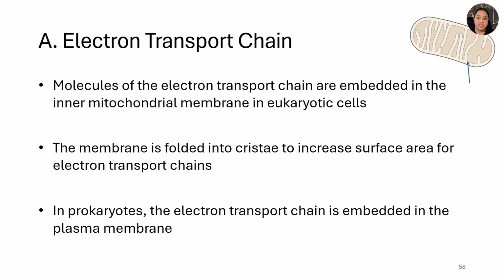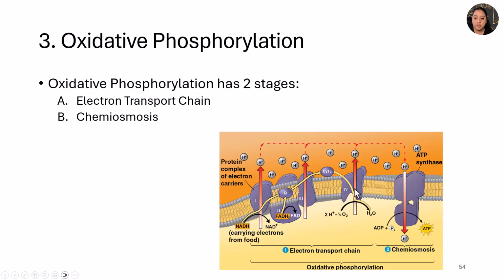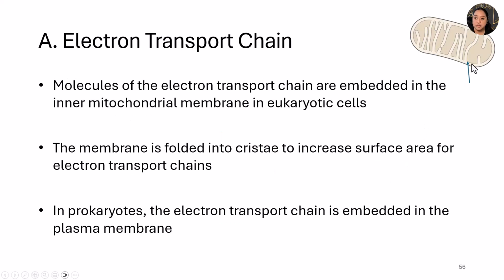All this happens in the mitochondria, and it actually happens in the inner membrane of the mitochondria. Mitochondria have two membranes, the outer membrane and then the inner membrane. And that's where this happens. This whole electron transport chain is embedded in that inner membrane. In eukaryotic cells that have membrane-bound organelles, these are going to be embedded in the inner mitochondrial membrane.